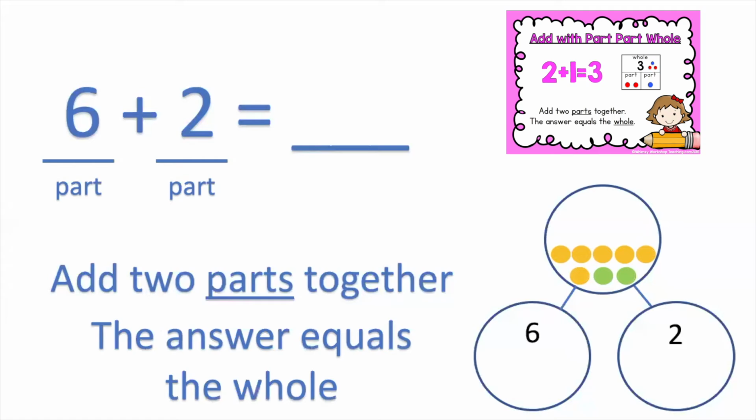The answer equals the whole. When we put the parts together and counted all together, we said 8. So 8 is the whole in my number bond and in my equation. 6 plus 2 equals 8.